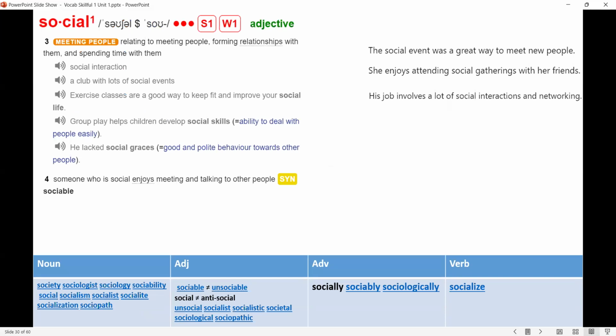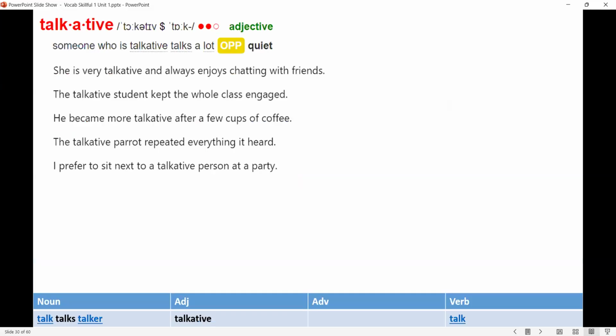Social means meeting people, forming relationships with them, and spending time with them. Social interaction, a club with lots of social events. Social skills, you need to teach your children to develop their social skills. The social event was a great way to meet new people. His job involves a lot of social interactions and networking.